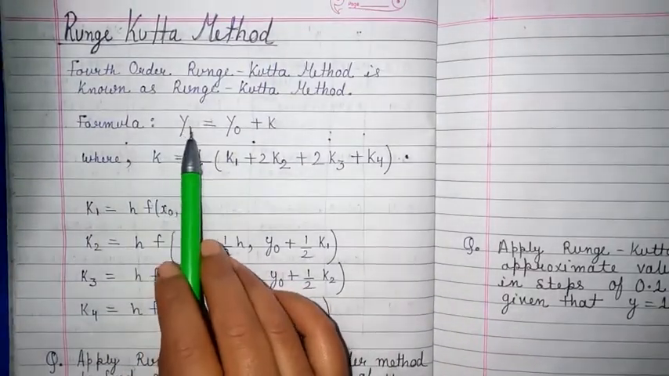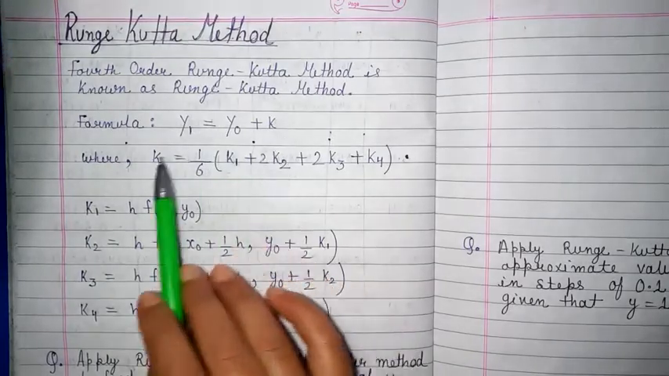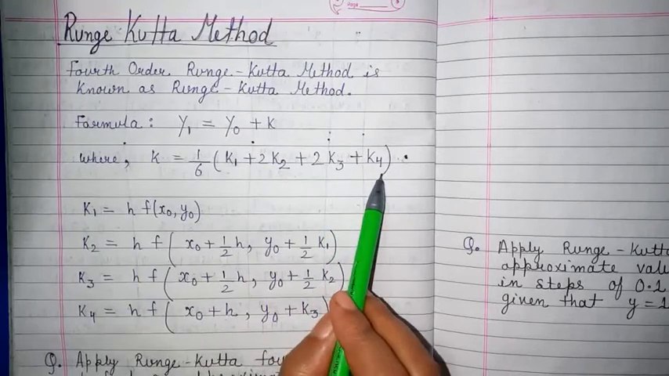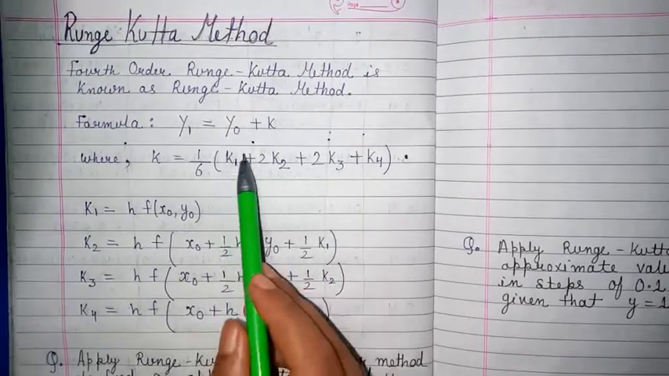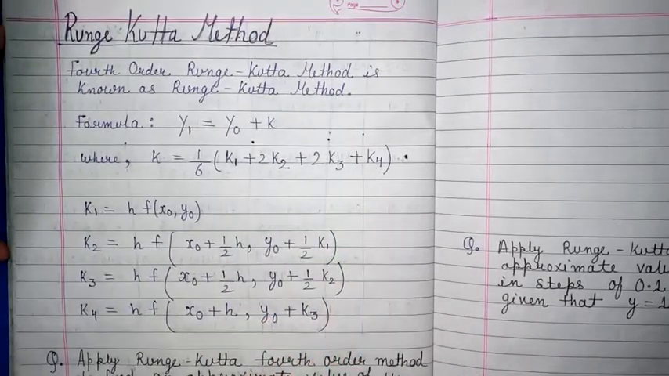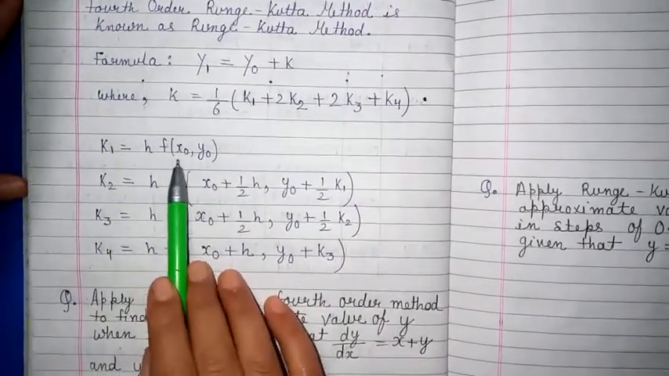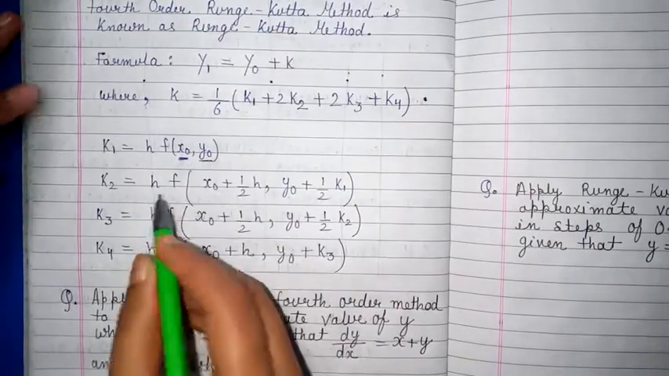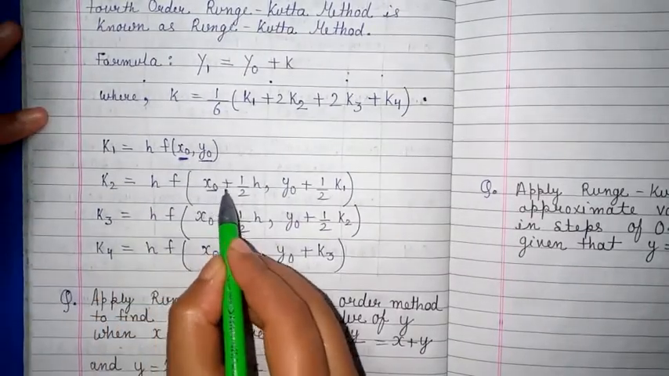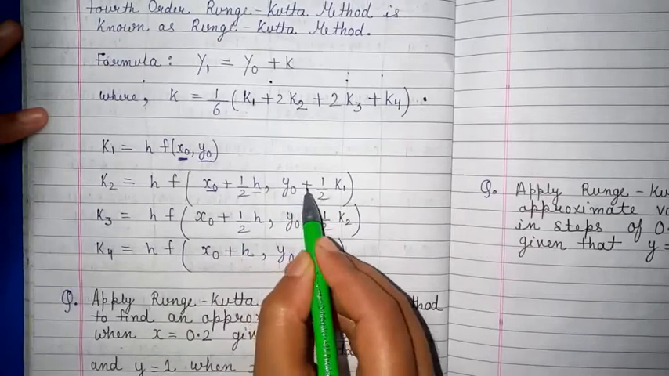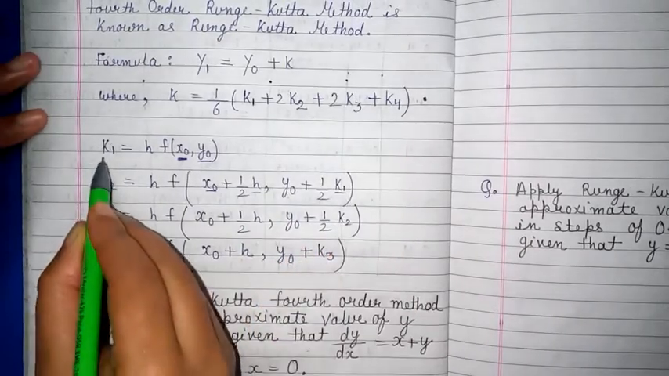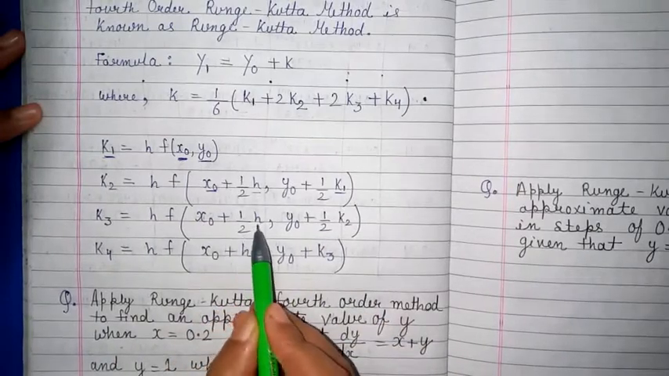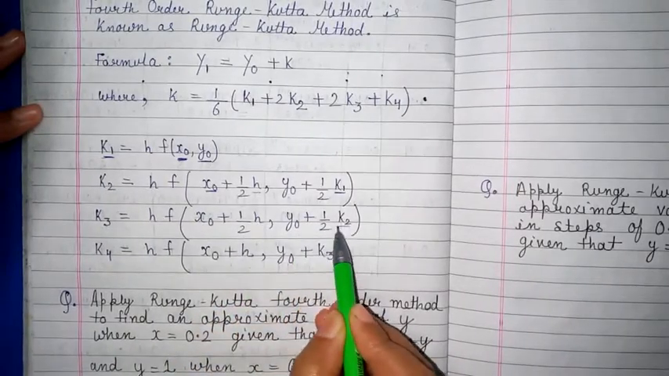The formula is very simple: y1 equals y0 plus k, where k is 1 by 6 (k1 plus 2 k2 plus 2 k3 plus k4). Now I am discussing the formulas of k1, k2, k3, k4. K1 is equal to h f(x0, y0). K2 is h f(x0 plus 1 by 2 h, y0 plus 1 by 2 k1). Afterwards k3 is h f(x0 plus 1 by 2 h, y0 plus half k2).